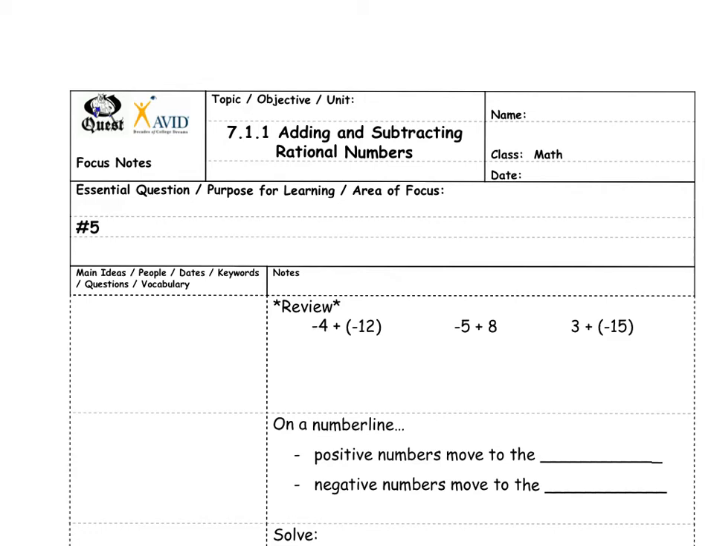Today's lesson that we're going to be talking about is number 5, subtracting integers. Remember, we're still in Unit 7.11, adding and subtracting rational numbers, and don't forget to add your name and today's date to your notes.